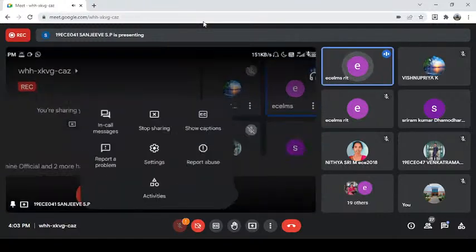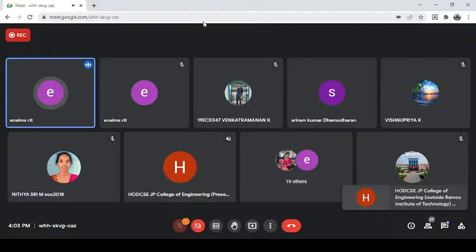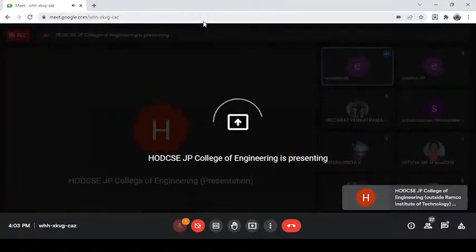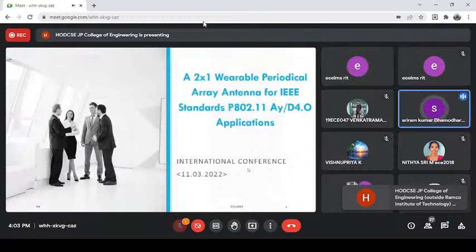Next presentation, paper ID 238, a 2x1 wearable periodical array antenna for IEEE standards. Authors Mr. M. Vinod, Mr. E.A. Muhammad Ali, Mr. V. Kausik, Mr. S. Tangapandi, Mrs. Lima Nelson.